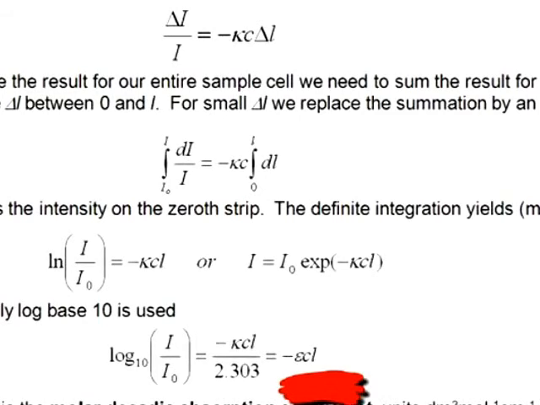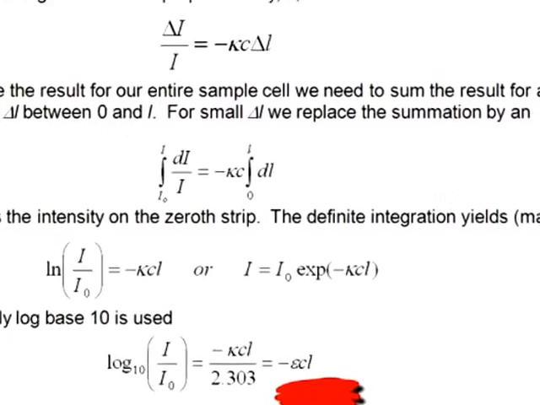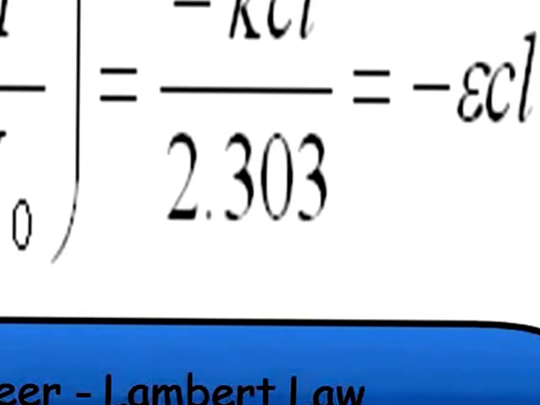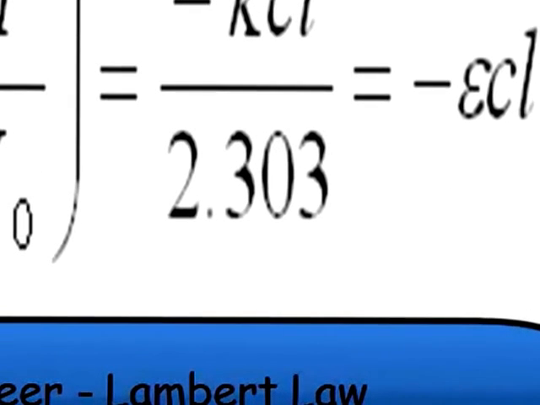That whole thing, epsilon cl, is sometimes referred to as the absorbance. And that equation there, log to the base 10 of I over I0 is equal to minus epsilon cl, is known as the Beer-Lambert law.